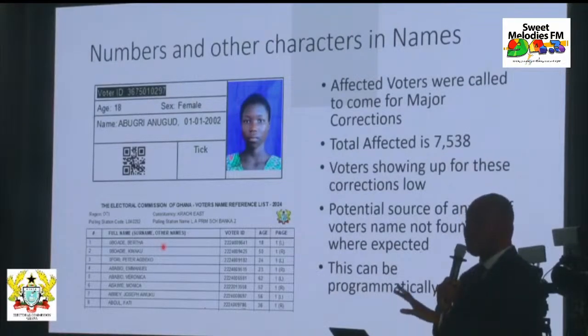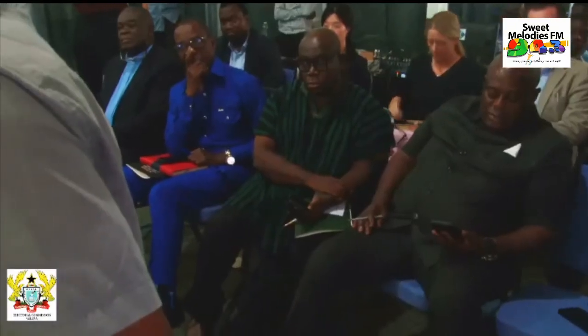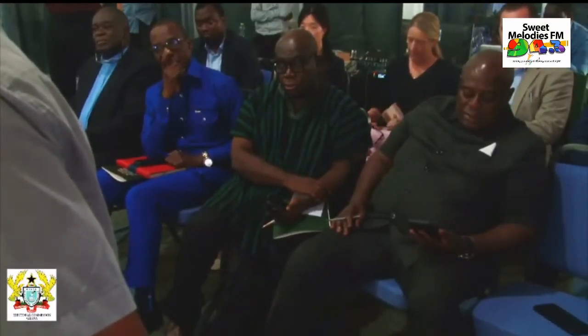Because remember that your ability to vote is by biometric verification. And the biometric verification does not know your name, does not know your age, does not know your date of birth. But it is essential that some of these errors are corrected so that it gives more credibility to the register that we have.